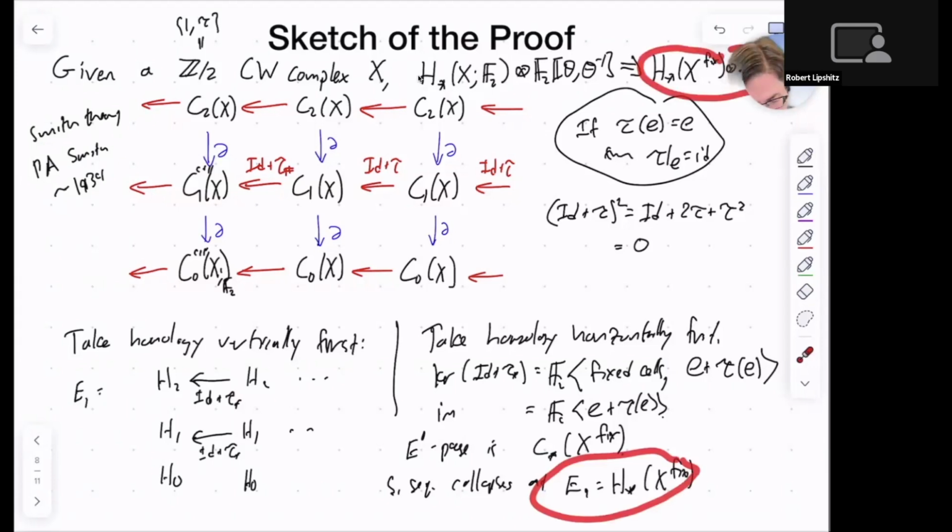So this spectral sequence converges to the homology of the fixed set. Then the other spectral sequence also converges to the homology of the fixed set, but it starts from the left-hand side. So that's the spectral sequence we want. Okay, so that was classical Smith theory for CW complexes.